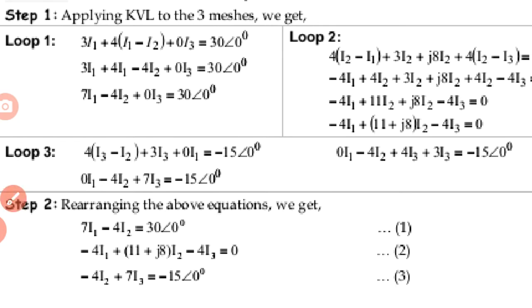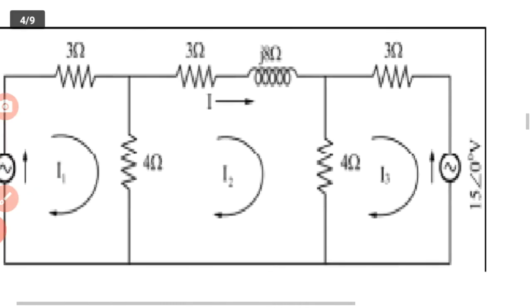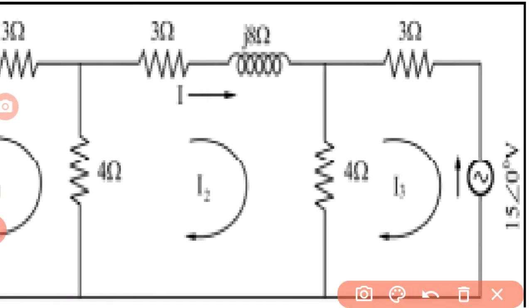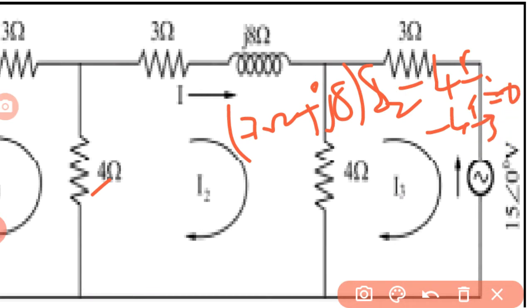In the same way, you have to write the loop equations for the second loop. In this second loop, the self impedances are 3 ohms plus 4 ohms, that is 7 ohms, plus j8 into I2. Next, the mutual impedance between loop 1 and loop 2 is 4 ohms, that is minus 4 into I1. Again, the mutual impedance between loop 2 and loop 3 is 4 ohms, that is minus 4 into I3, is equal to 0, because there is no voltage source connected to this second loop.